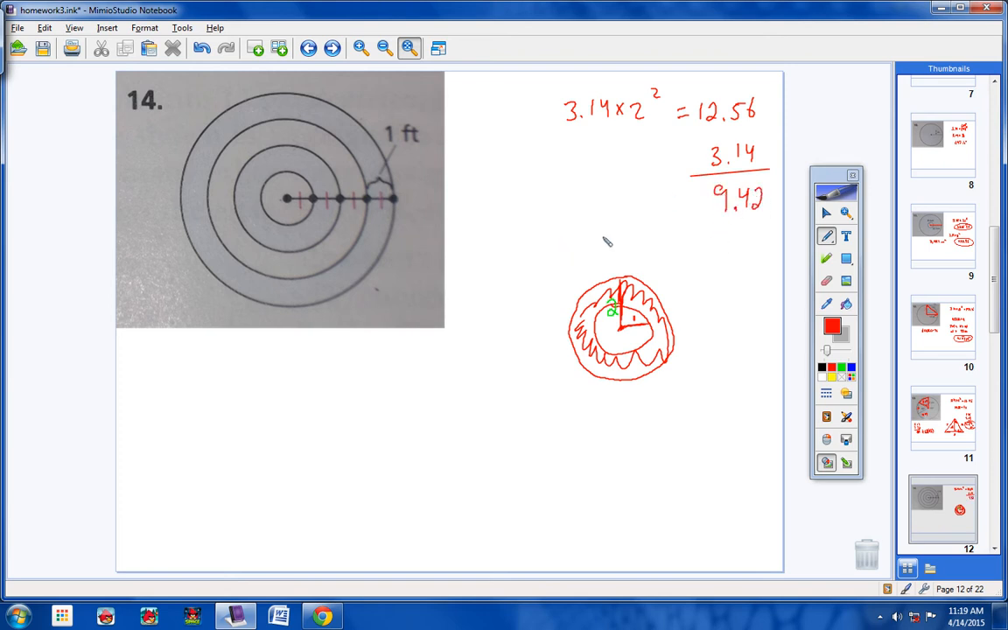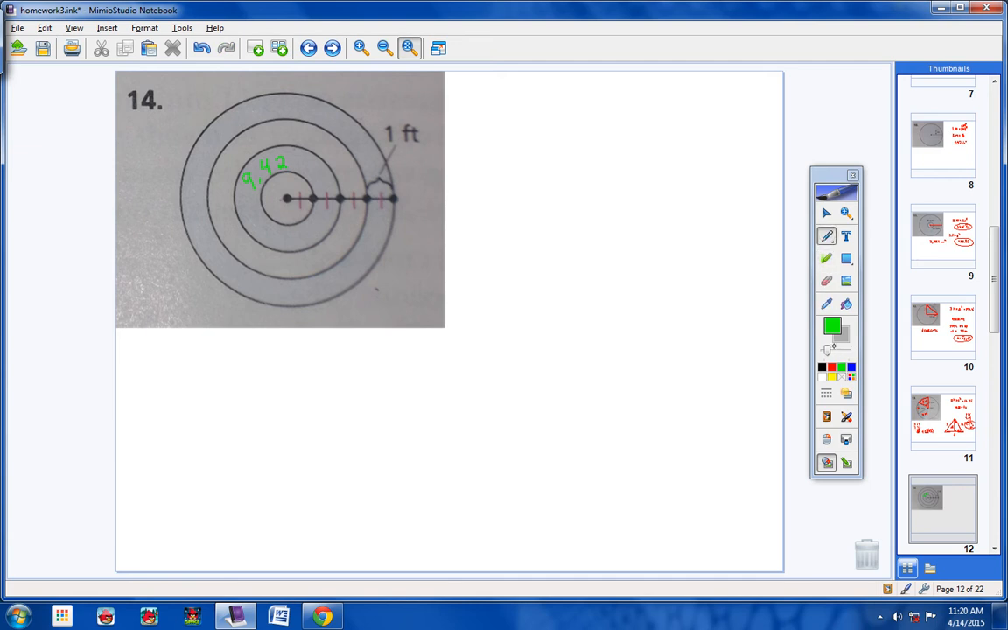Okay, so I just found the area of this blue ring right here, 9.42. Now, all I have to do is find the area of this outer ring, add the two areas together, and I have my answer. So watch this. Okay, here's the outer circle. Then here's this circle. I'm going to forget everything else. Nothing else matters to me except those two circles, okay?